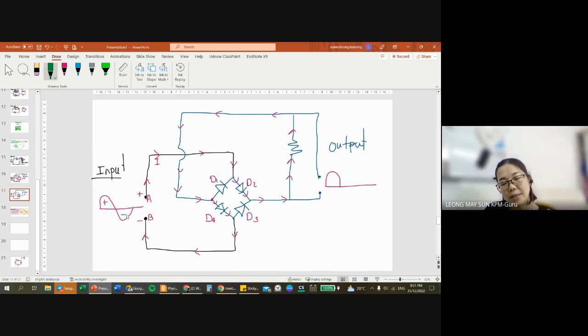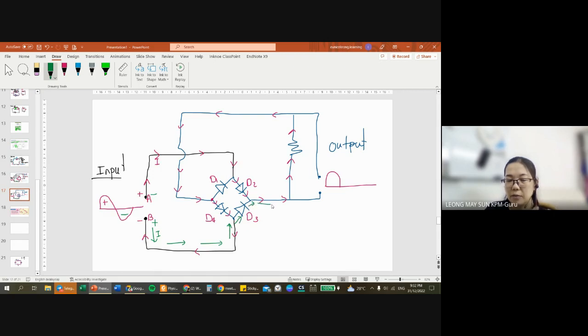When the second half cycle, the negative, comes, terminal B now becomes positive. Terminal A becomes negative. When B becomes positive, current will start to flow, but in the opposite direction. So when it reaches this junction, it cannot go to D4 because it's reverse bias. So it will go to D3.